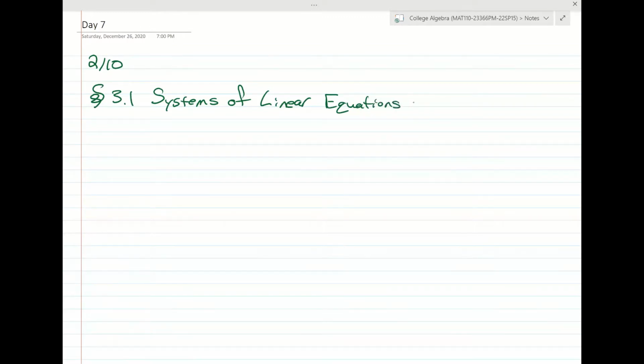So today is the 10th, and I wanted to talk about section 3.1, which is called Systems of Linear Equations in two variables.